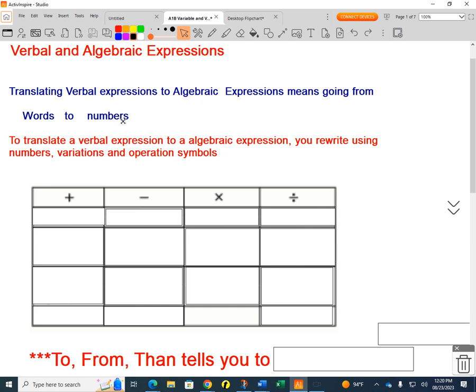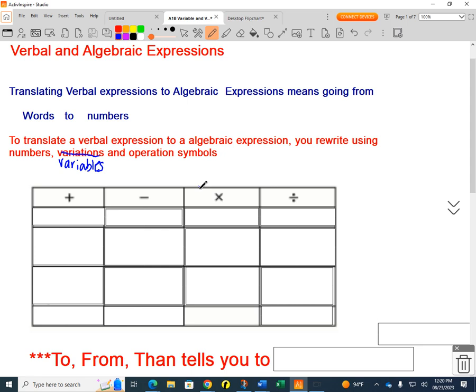All right. So to translate verbal expressions to algebraic expressions, you rewrite using numbers, variables, and operation symbols. It says variations, that should say variables. So let's fix that word. Variables. And operation symbols. What are the operations? There's 4 of them. Who can tell me what the operations are? Yes, addition, subtraction, multiplication, and division.